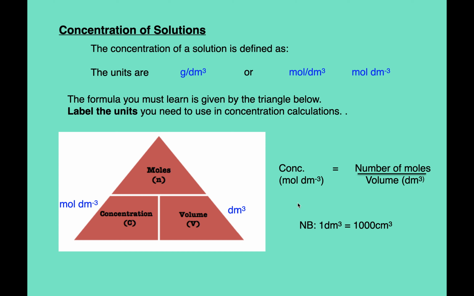There's the equation written in a slightly different way. It's the same equation. And just a reminder that 1 decimeter cubed is 1,000 centimeter cubed. 1 decimeter cubed, which is a litre, is 1,000 centimeter cubed, 1,000 milliliters. Get that stuck in your head.